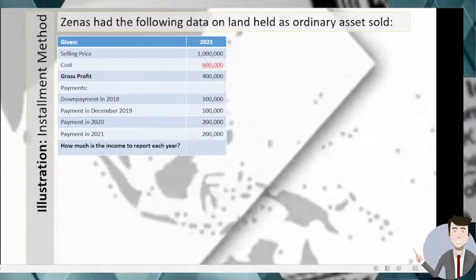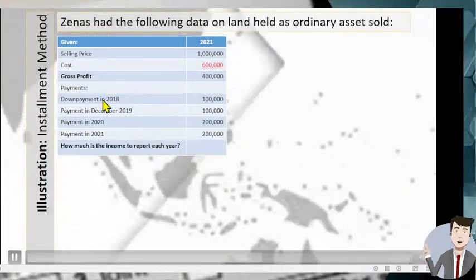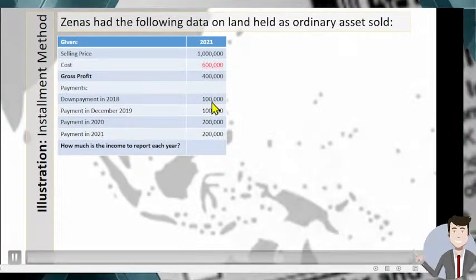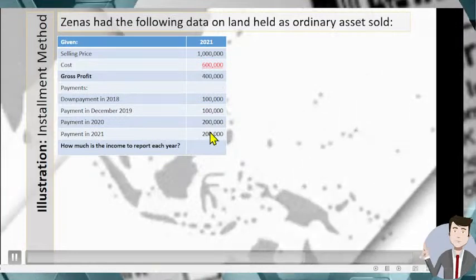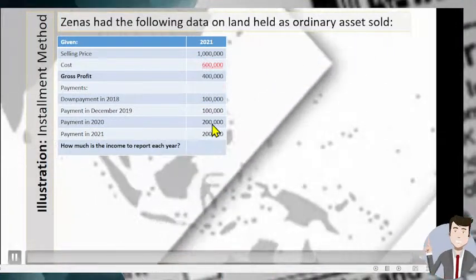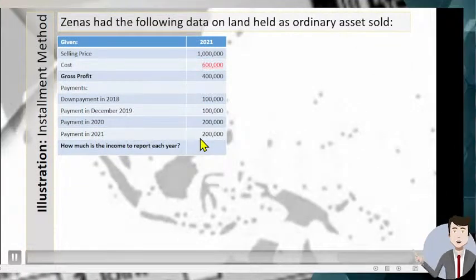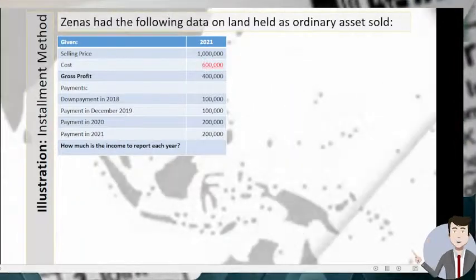Next, another given information, the schedule for payments would be the down payment in 2018, that's 100,000. Another payment in 2019, that's 100,000. Payment in 2020, so 200,000. Then payment in 2021, another 200,000. So the question is, how much is the income tax to be reported each year by the seller?